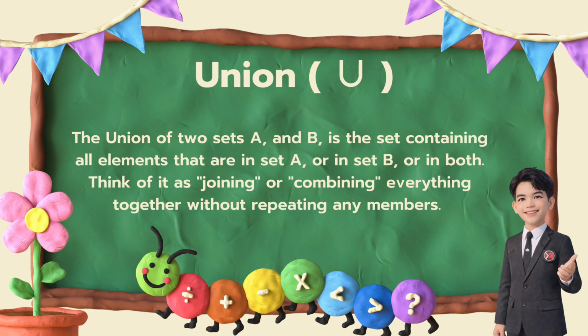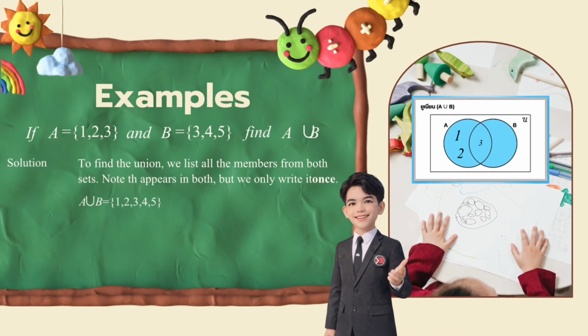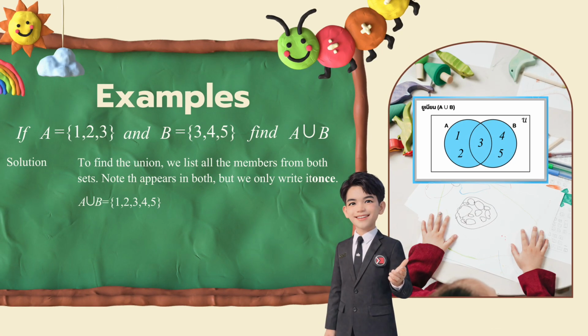Today, I will present the union of sets. The union of set A and B is the set of all elements from both sets. We use the symbol U. For example, if set A is {1, 2, 3} and set B is {3, 4, 5}, the union of A and B is {1, 2, 3, 4, 5}. Remember, we do not write duplicate members.